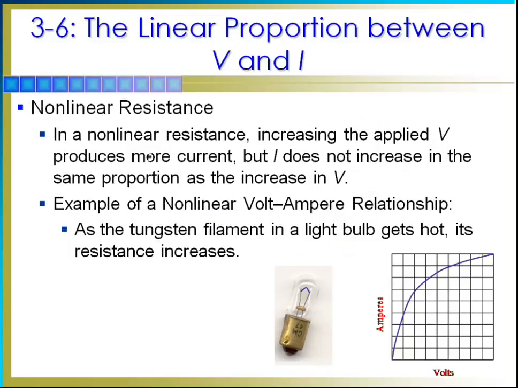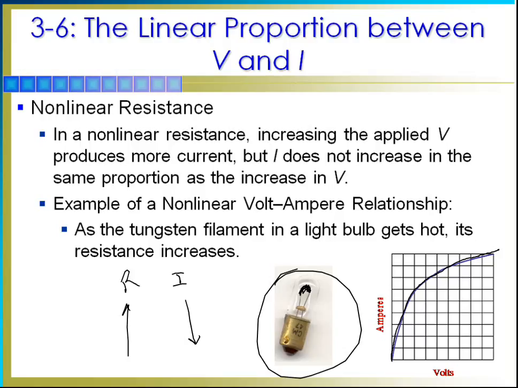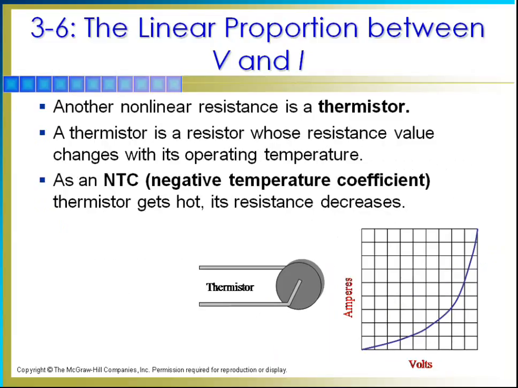Not all resistances are linear. In the case of a light bulb here, when that tungsten filament heats up, its resistance increases. As its resistance increases, you see the current slope getting shallower. Because, once again, as resistance goes up, current has to go down. In this case, a thermistor with a negative coefficient, which means its resistance is going to get smaller as it heats up, you can see that current slope increasing, getting steeper.